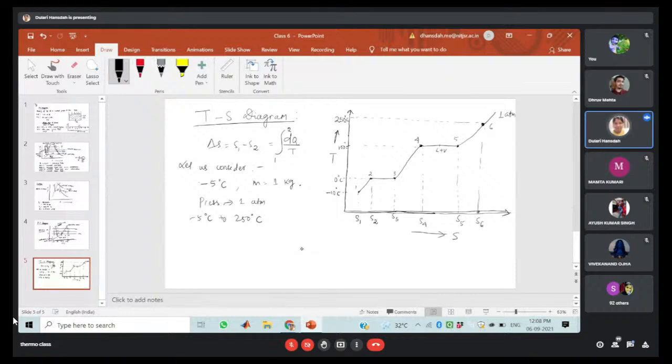So now please consider the individual processes and find out what the entropy change is. I think all of you have pen and paper. Please do this calculation. Entropy increase of the ice when it is increasing from minus 10 to 0 degrees Celsius. In this case, let us consider the specific heat of ice, I think all of you have an idea. Specific heat of ice is 2.093 kilojoule per kg Kelvin.